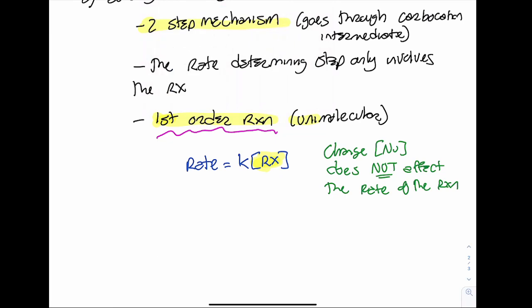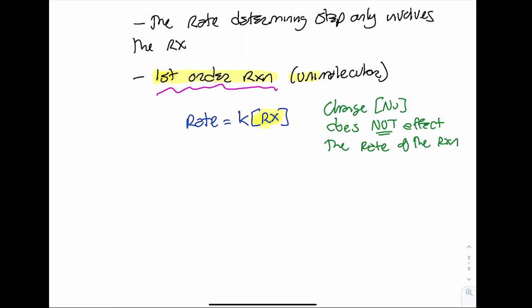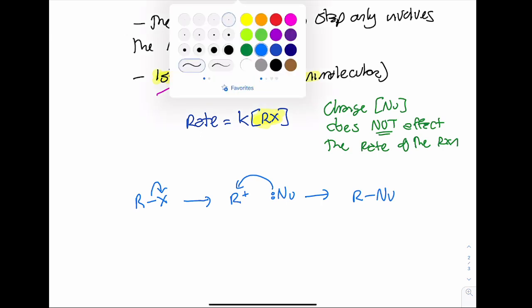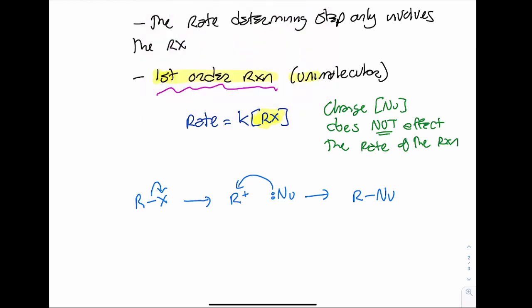Looking at the mechanism for this, I'm just going to use Rx again. In my first step, my leaving group is going to leave. I'm going to end up with an intermediate, and then that nucleophile is going to attack in a second step, and then we end up with that substituted product. And then looking at my rate law is the one that has the alkyl halide in it, right? So this is my rate determining step, right? Going from my alkyl halide to that intermediate.